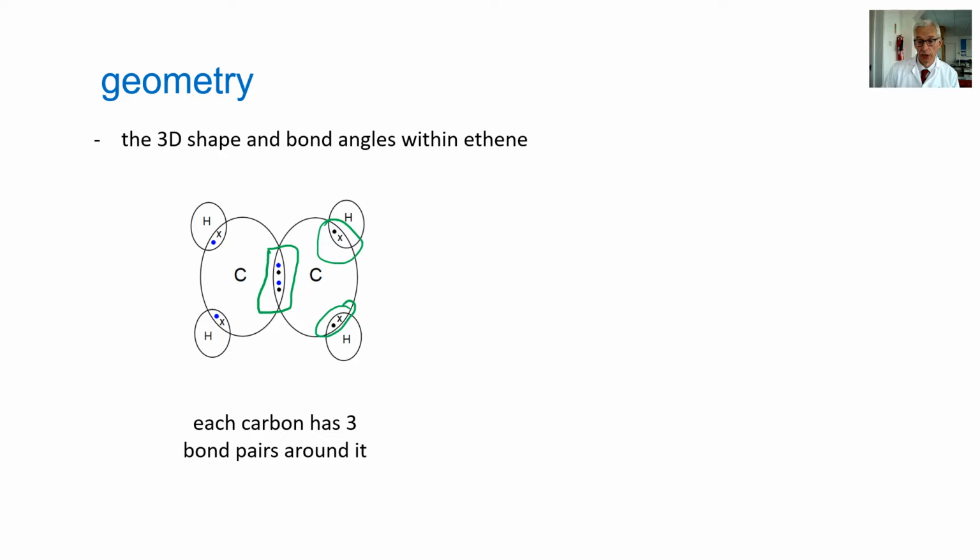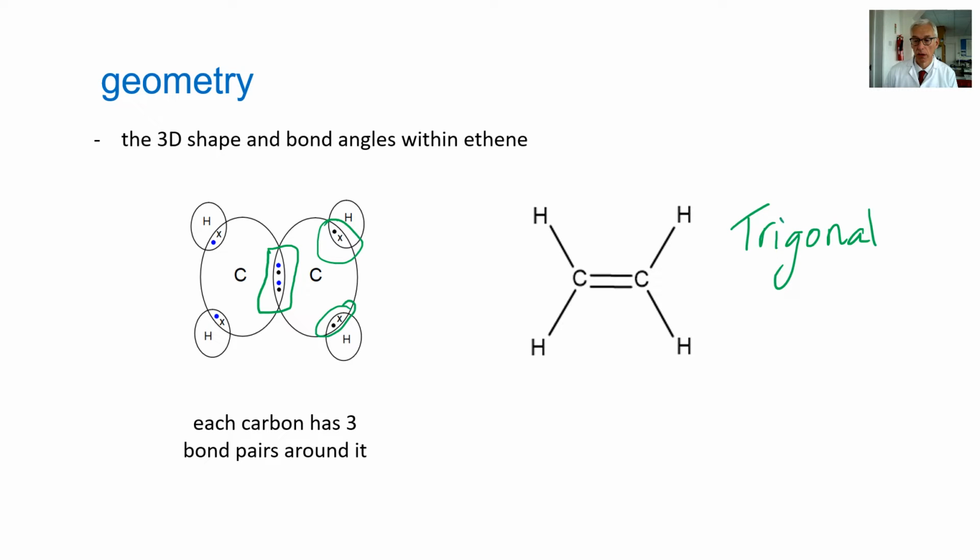So I will reveal what I consider to be the shape and bond angle. So we have a trigonal planar arrangement around each carbon, and that bond angle, of course, is 120. So around the carbons within the double bond, the geometry around each carbon is 120 degrees trigonal planar. Bond angle 120, trigonal planar.